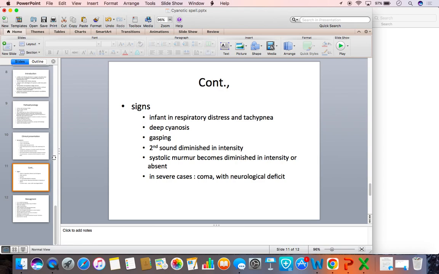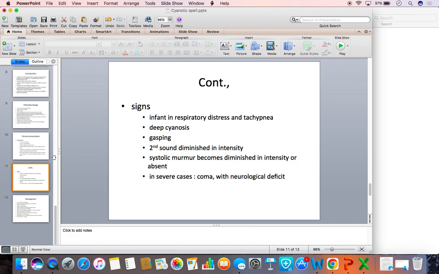These can be corrected by keeping the child in knee-elbow position. By so doing, you are keeping the limbs flexed. Lower limbs are flexed at the knee and the hip, thereby producing some pressure, compressing the great veins and the femoral artery. The femoral vein and the femoral artery are compressed at the groin with the flexing of the hip. That results in increased systemic resistance and reduced venous return to the heart.